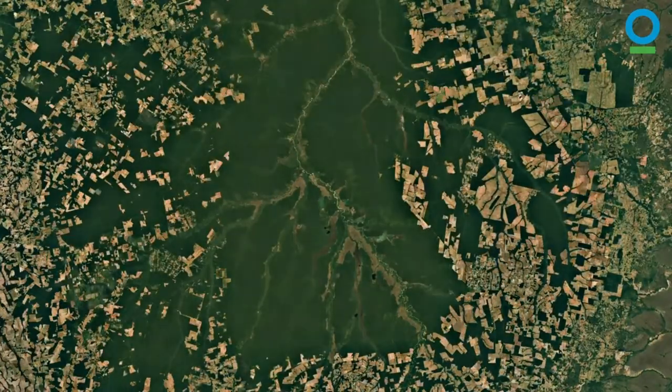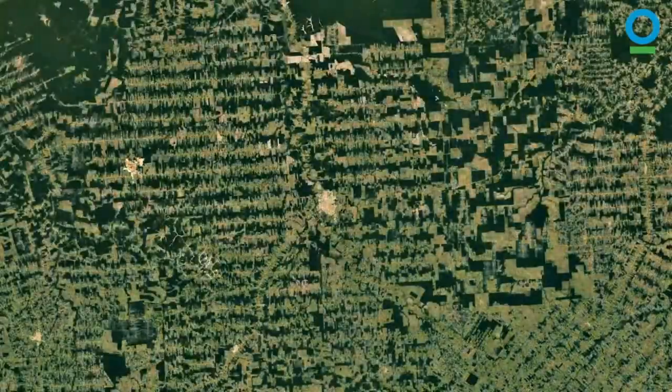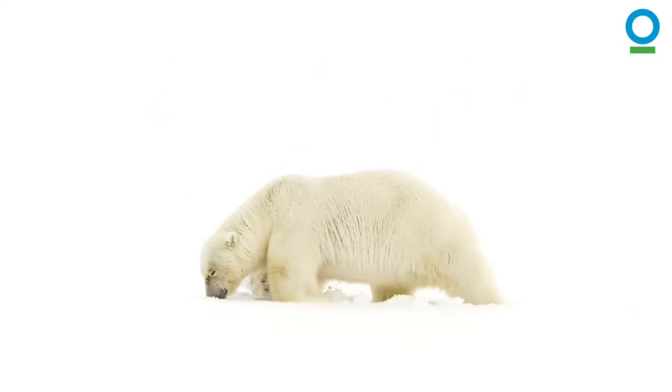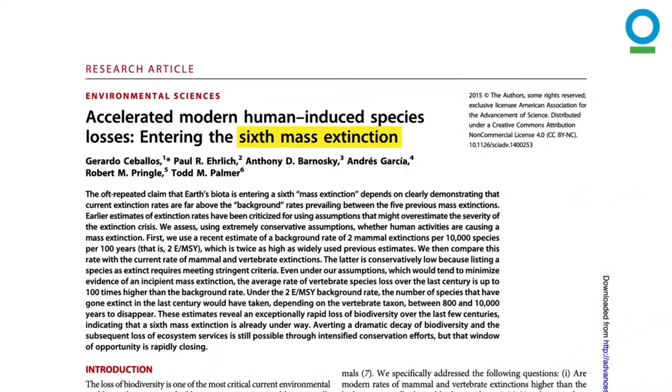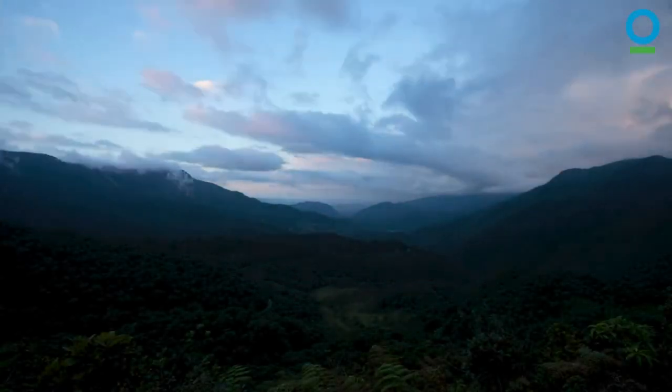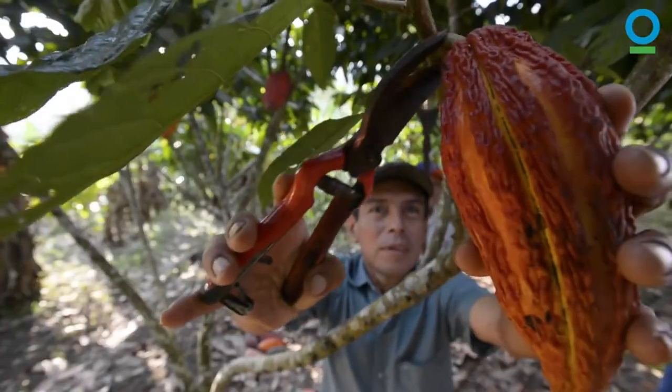In the last 50 years, humans have wiped out 68% of animal populations. Experts say that the planet is undergoing its sixth mass extinction, the biggest die-off of life on Earth since the giant meteor that wiped out the dinosaurs. If that doesn't scare you, consider this.